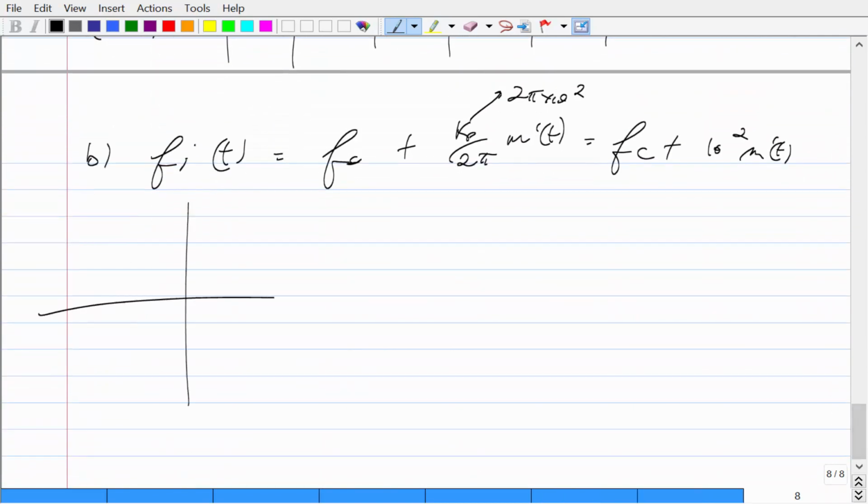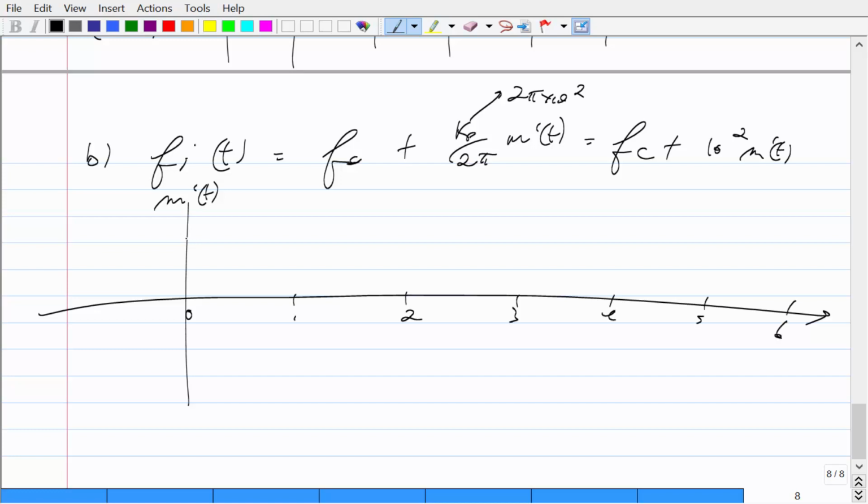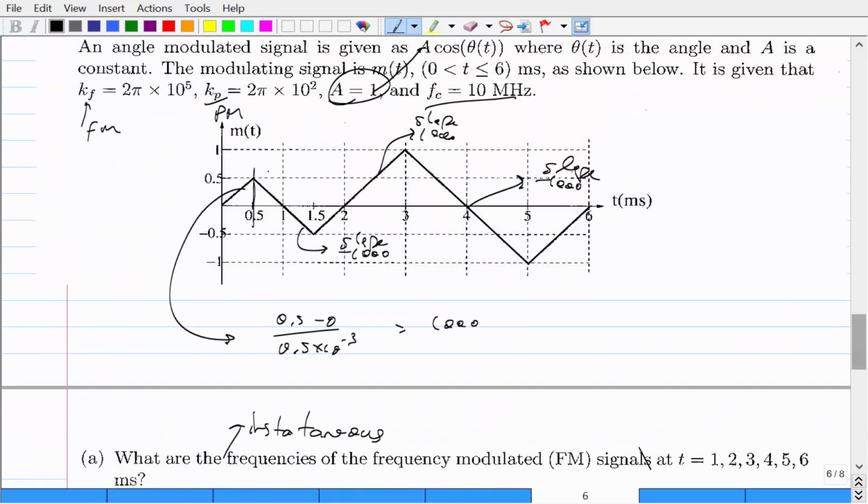So this is what it looks like here. This is your derivative signal: 0, 1, 2, 3, 4, 5, 6. We're going to fluctuate between 1,000 and minus 1,000. Right at 0, there's going to be a slope of 1,000, so this is 0.5, so it's going to go here. And then between 0.5 and 1.5, there's a slope of minus 1,000.